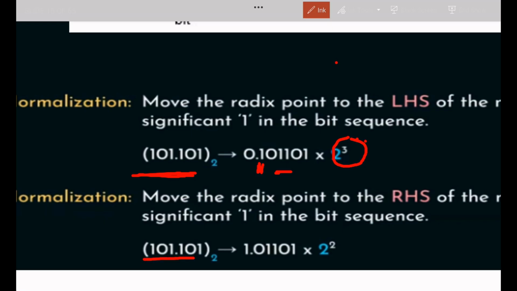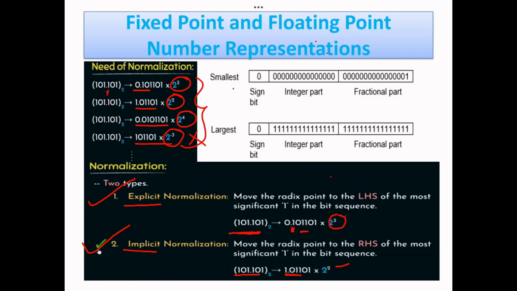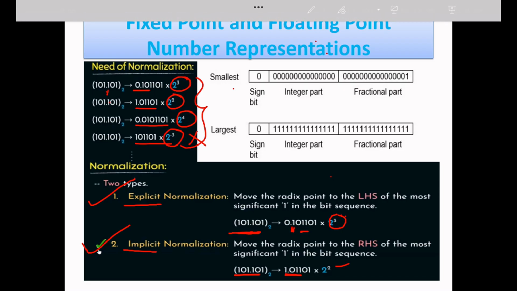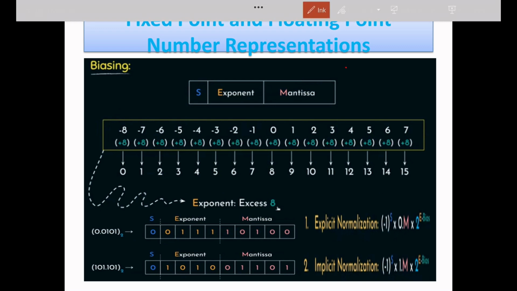Implicit representation means if you are placing the radix point after the first bit. So there are two types: implicit means inside, after the first bit, and explicit means outside, before all bits. So this is the meaning of implicit and explicit. Now the question is, which one is the best? What method should we use, explicit or implicit? We will discuss that now. Before that, I will tell you one thing.